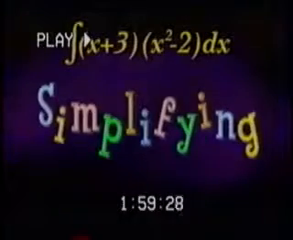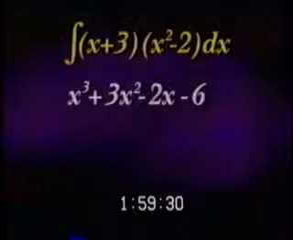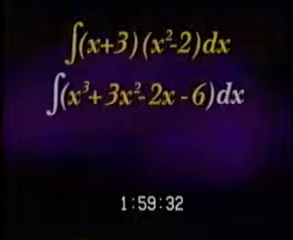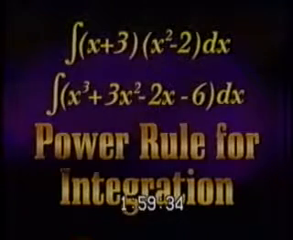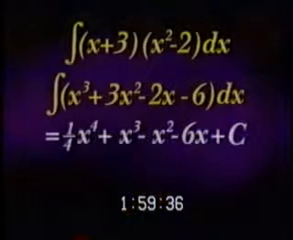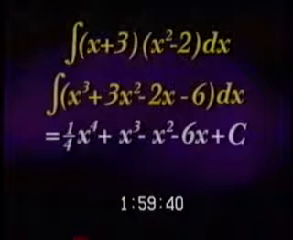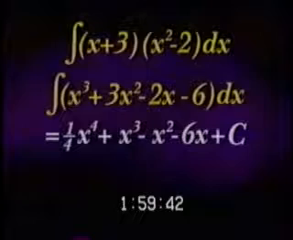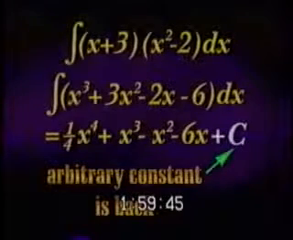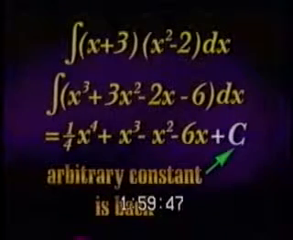...is simplifying. We can multiply this out. Now, this is much easier to integrate. Using the power rule for integration on each term, this integrates to 1/4 x to the 4th plus x cubed minus x squared minus 6x plus c. Notice that our arbitrary constant c is back because we're taking the indefinite integral here.